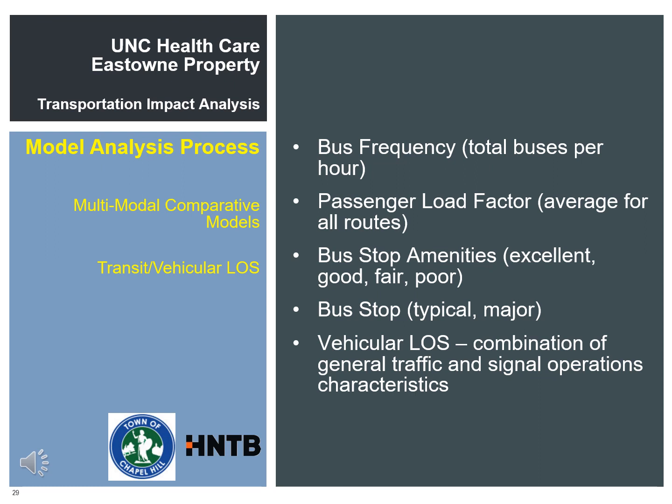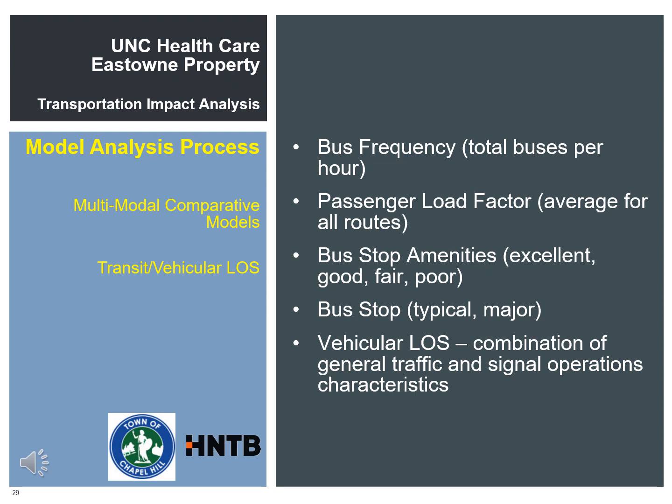The final elements of the multimodal comparative models that we need to discuss are related to transit and vehicular levels of service and how they're calculated. Unlike the transit demand and capacity analysis that I discussed previously, the transit level of service for corridors studied in this project uses some more general characteristics, such as bus frequency, passenger load factor, and whether or not there are bus stops along a particular segment and what condition those stops are in. That all adds up to the calculation of the transit level of service as part of our analysis.